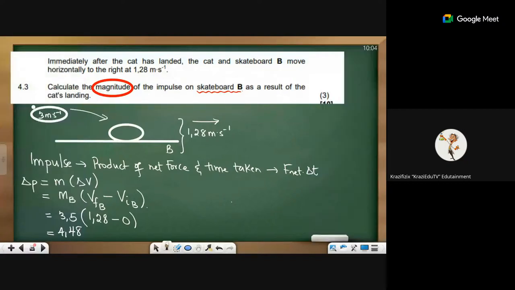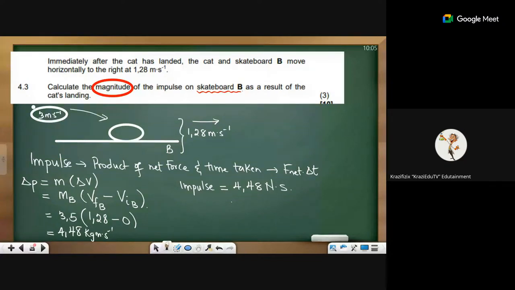3.5, 1.28, 4.48. Beautiful. Now, guys, this is changing momentum, right? This should have been kilogram meter per second, but that's not what we are looking for. We are then going to say impulse is what? 4.48 Newton second. Please check your units. We are not looking for change in momentum. We are looking for impulse. So your unit must be the unit of impulse. We only use change in momentum to get this answer.